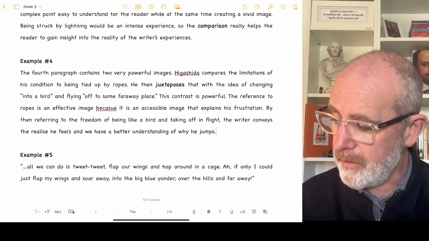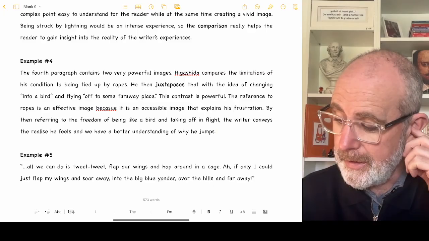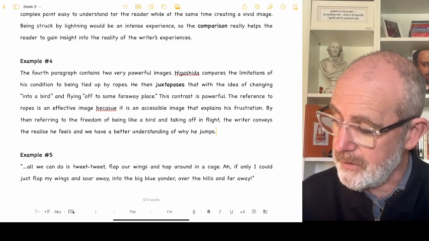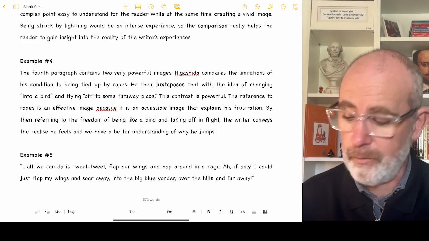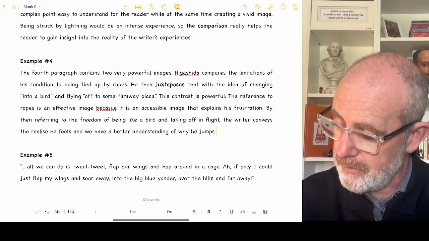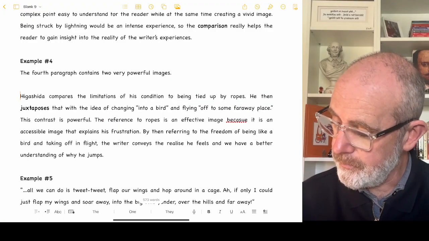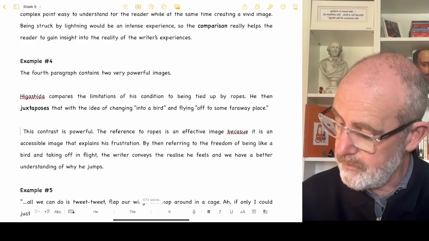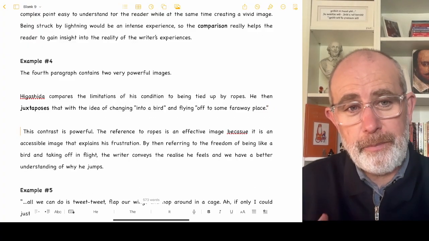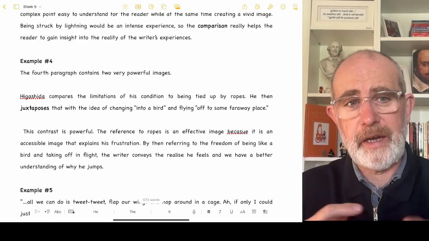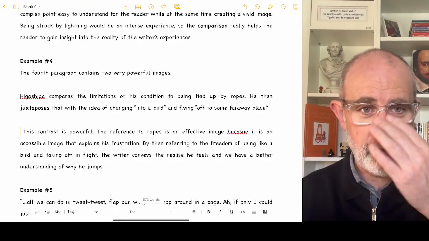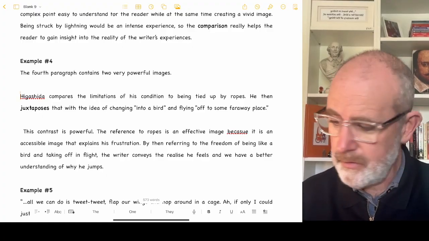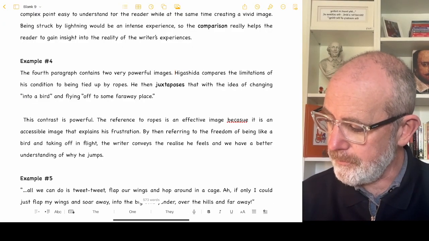So again, the fourth paragraph contains two very, very powerful images. Higashida compares the limitations of his condition to being tied up by ropes. He then juxtaposes that with the idea of changing into a bird and flying off to some faraway place. So again, look, I've got my topic sentence. Then I've got my evidence, my information, and now I've got my explanation. Those are the three bits. Combine that with always being very careful with the way you write, not overly complicating your phrasing, keeping everything nice and clean and clear, punctuated properly. That's golden.